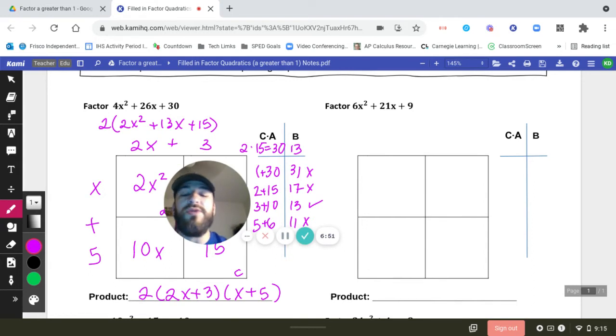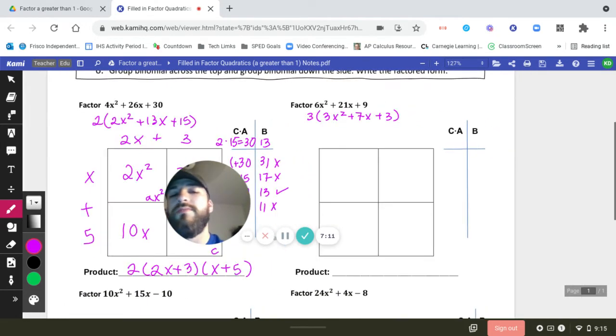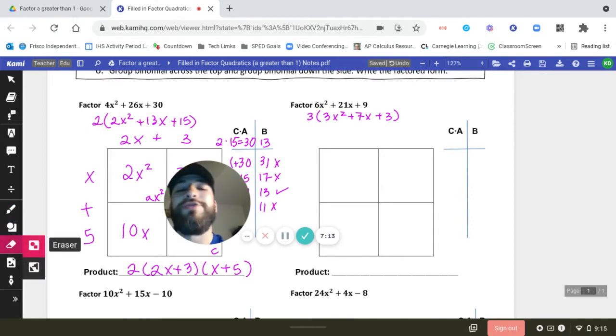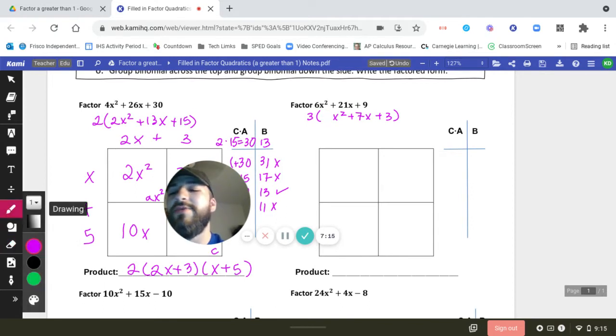So step 1 is we do want to check for that GCF. 6, 21, and 9 are all divisible by 3. They are not all divisible by 6, though. So 3 is going to be our biggest number we can take out as our GCF. So 3 taken out leaves us with 2x squared plus 7x plus 3. Sorry, the first one is 2x squared, not 3x squared.